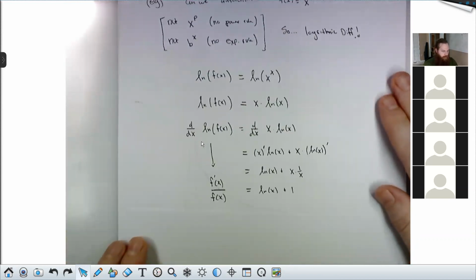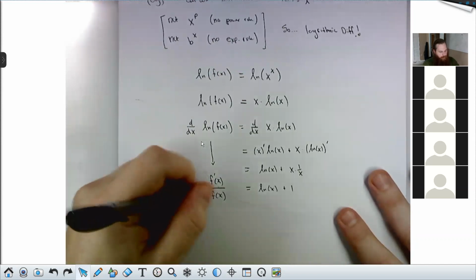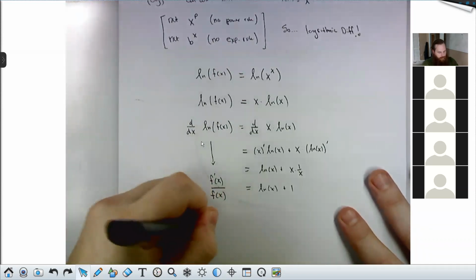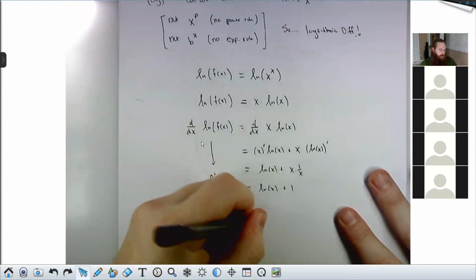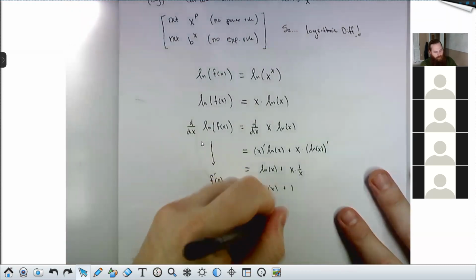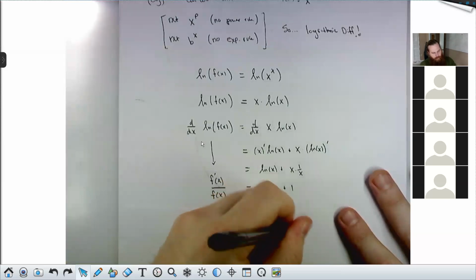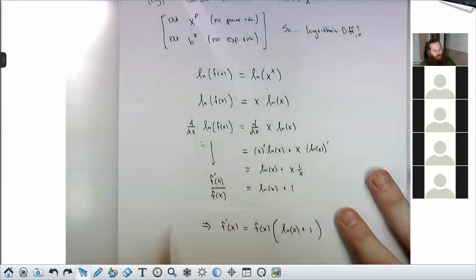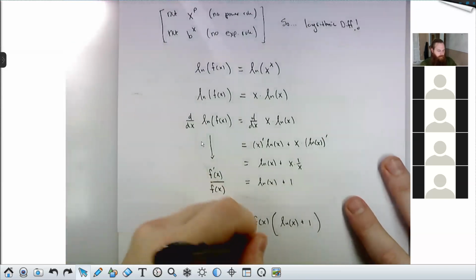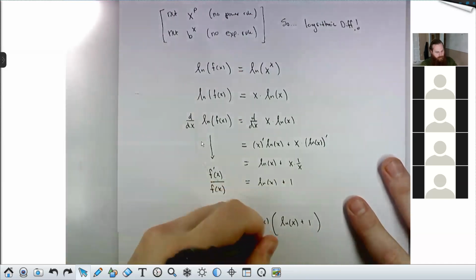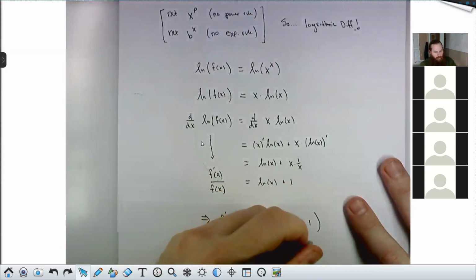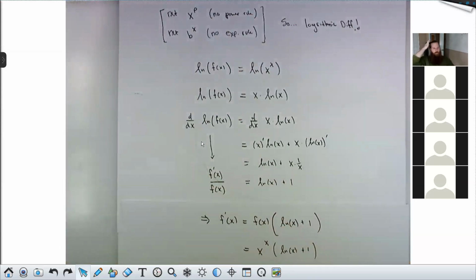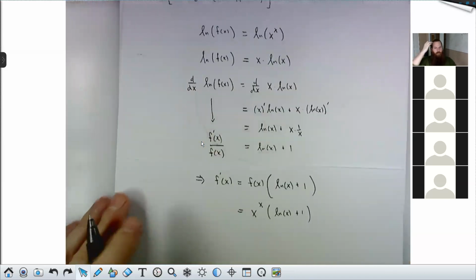So finally, we can multiply both sides by f of x to get f prime of x equals f of x times (ln x plus 1). Which means that f prime of x is f of x, which was x to the x, times (ln x plus 1). So in your homework this week, there will be a handful of logarithmic differentiation problems.